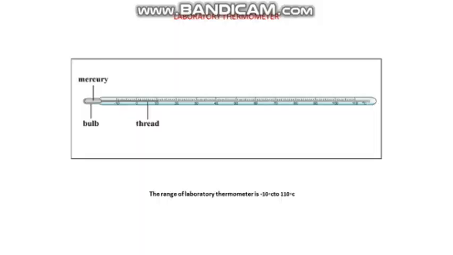Now let us discuss more about the laboratory thermometer. The laboratory thermometer has a long narrow glass tube. It has a bulb at one end containing mercury. It has a scale marked in degrees Celsius. The range of the laboratory thermometer is generally from minus 10 degrees Celsius to 110 degrees Celsius.